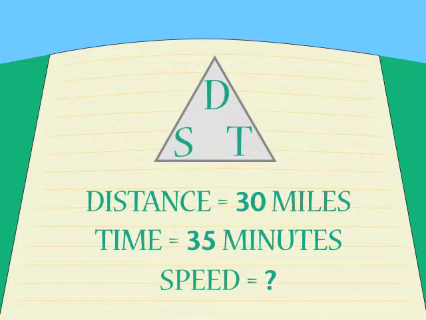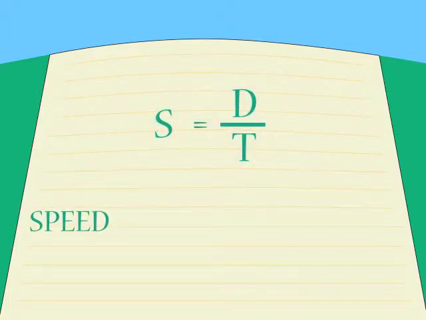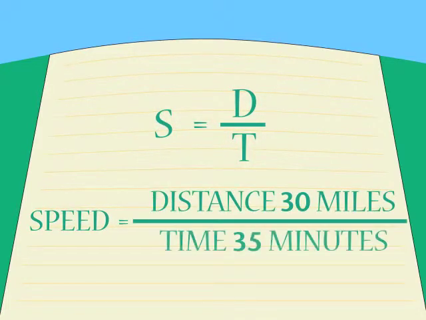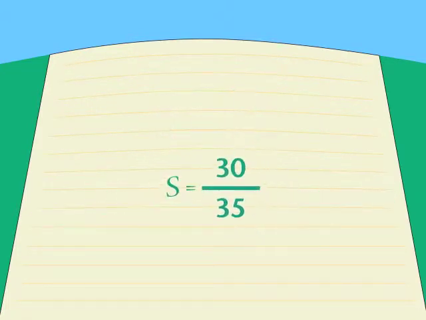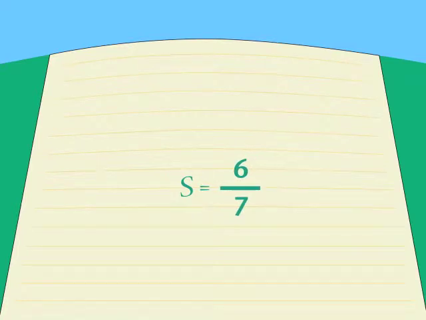Well, you can pull out the formula from your distance triangle. S equals d over t. Plug in the values that you have for distance and time, simplify, and we get 6/7 miles per minute. To get a more familiar miles per hour, we multiply by 60. And tell that Randy he was well over the speed limit.